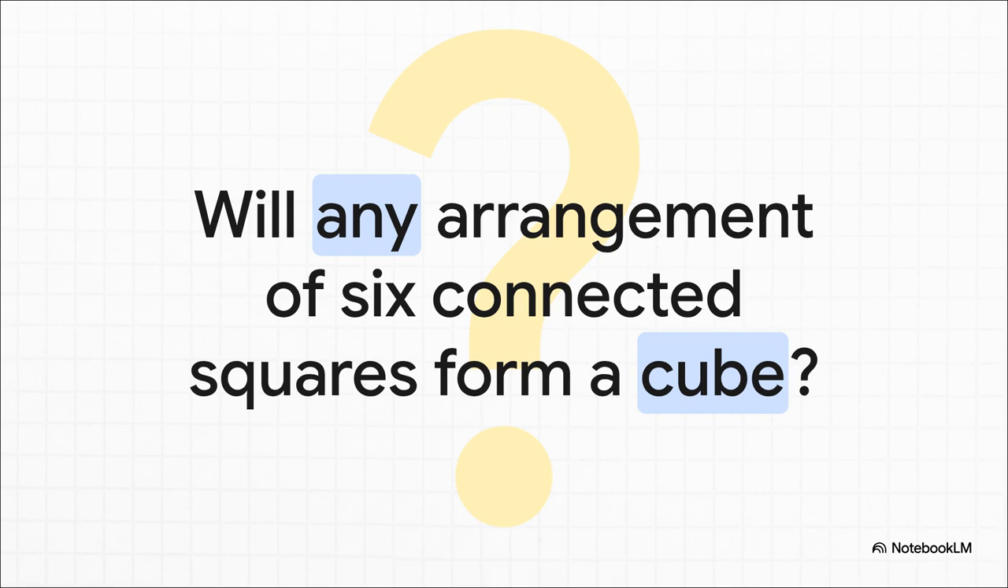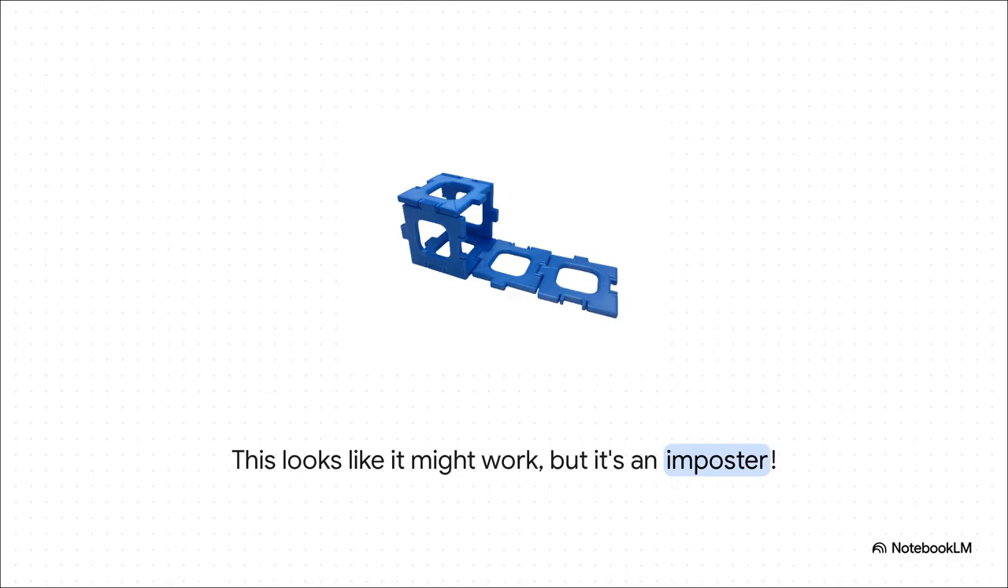Well, let's look at one that seems like it should work. Take a look at this guy. It follows our first 2 rules. It has 6 squares, and yep, they're all connected. It's even got that 4-square backbone we were just using. But when you actually try to fold it, something goes very, very wrong.